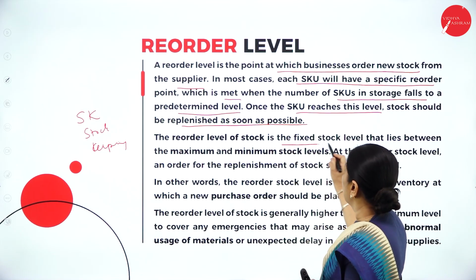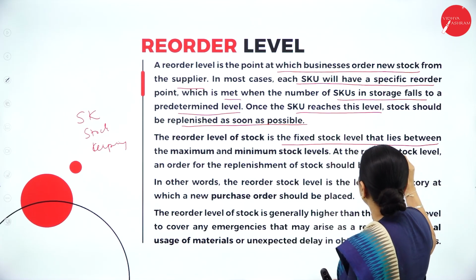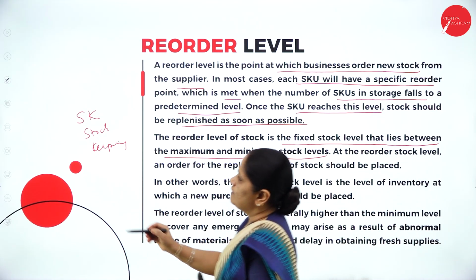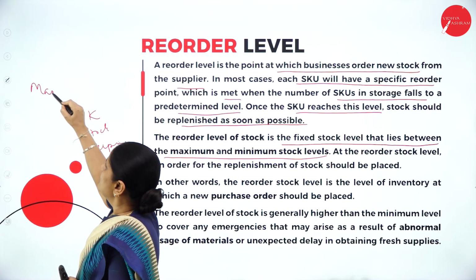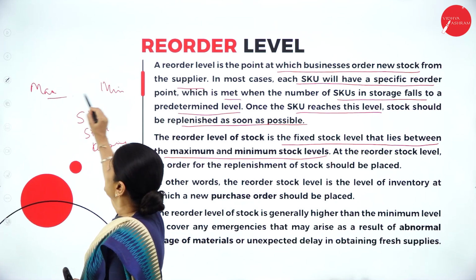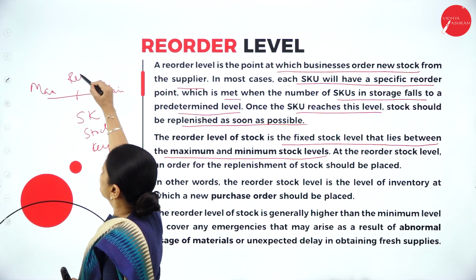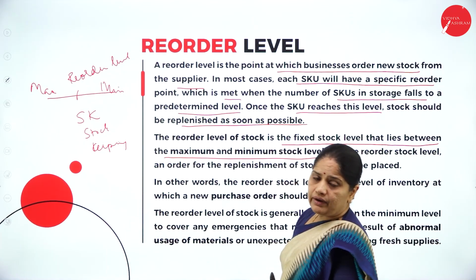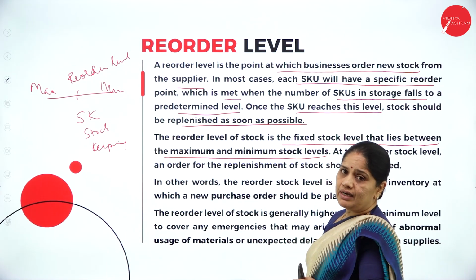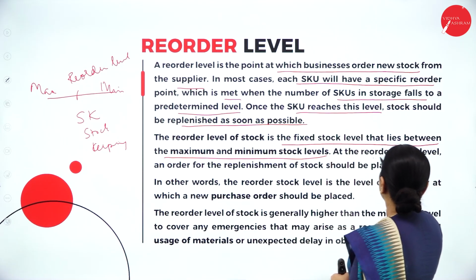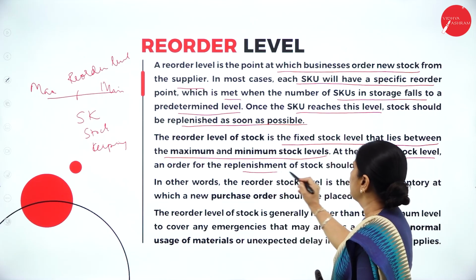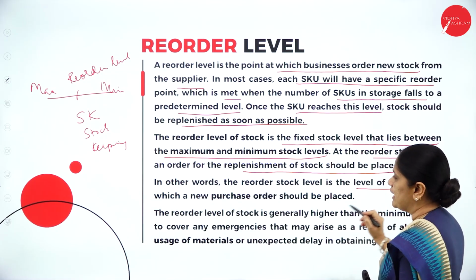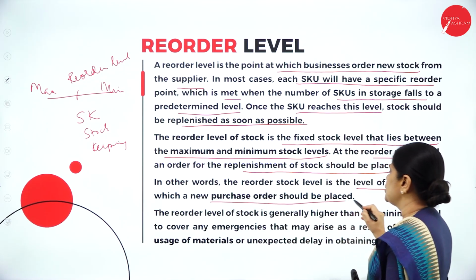The reorder level of stock is the fixed stock level that lies between the maximum and minimum stock level. Now, we have the maximum stock level and the minimum stock level, and between these we have a point that we call the reorder level. This is the level at which the reorder has to be placed for the fresh supply of raw materials. At the reorder stock level, an order for replenishment of stock should be placed. In other words, it is the level of inventory at which a new purchase order should be placed.